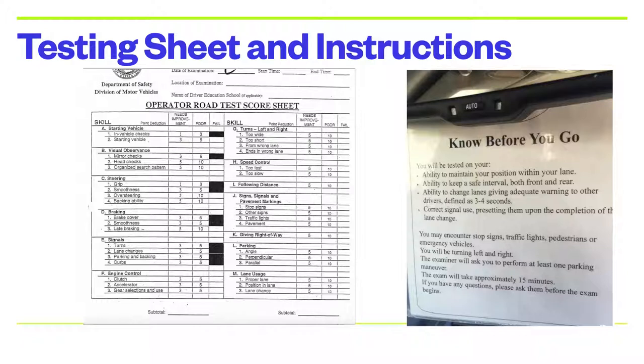Once you've passed the written test, they give you that piece of paper off to the right that says "Know before you go." So you're sitting in the car and they tell you to hang that from the rearview mirror. It says you will be tested on your ability to maintain your position within your lane, and your ability to keep a safe interval both front and rear. That's why I have you check the mirror so much. Ability to change lanes, giving adequate warning to others, defined as 3 to 4 seconds. Correct signal use, turning them off at the completion of a lane change.